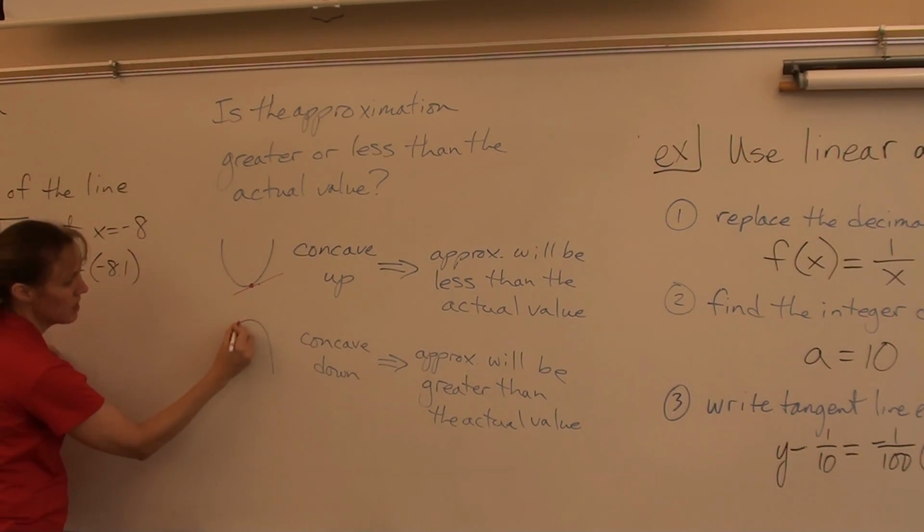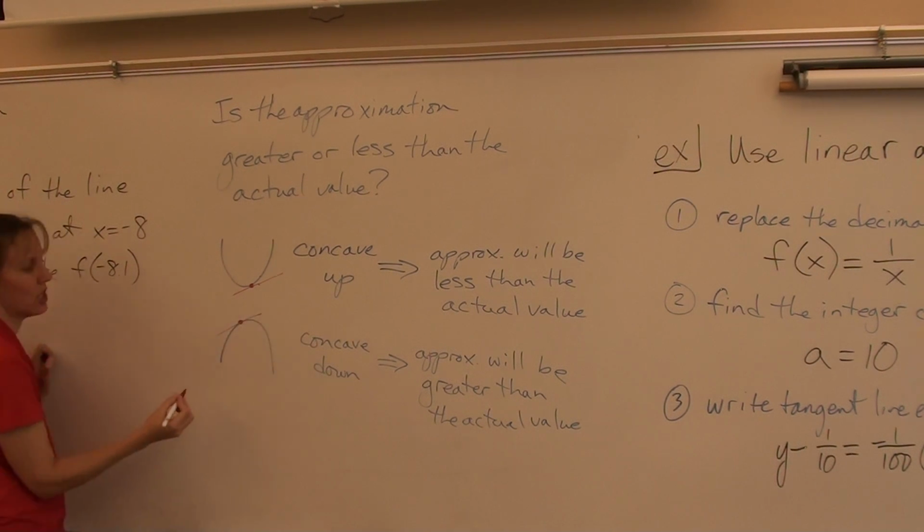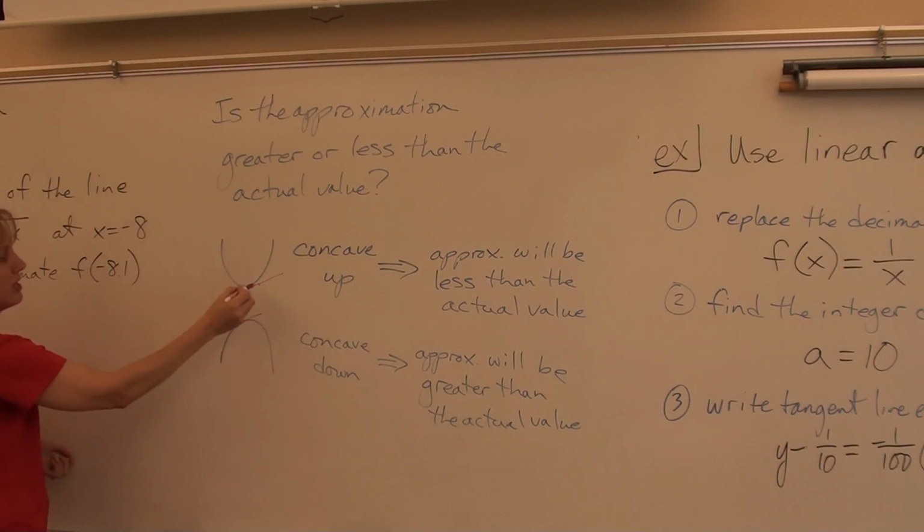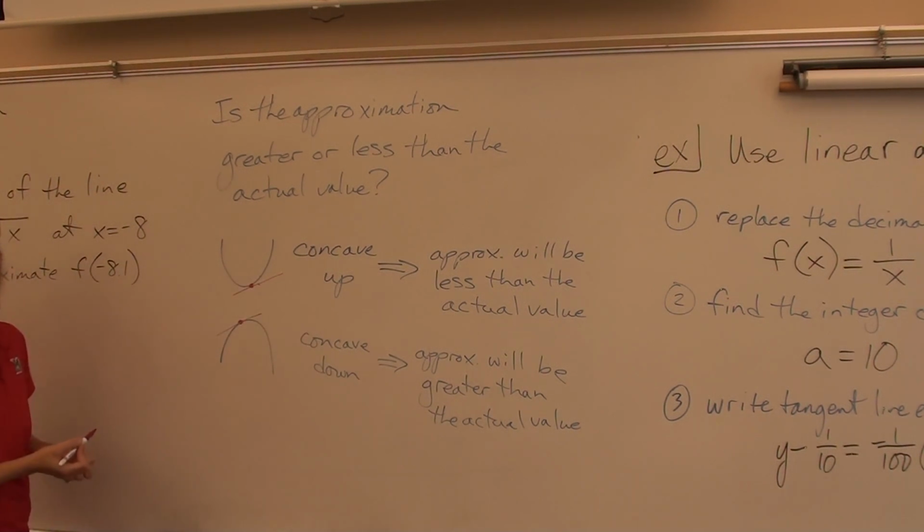Concave down, if you draw a tangent line on a concave down function, then the points on the line will always be higher than the points on the curve. So that approximation would be higher than the actual value. This actually works in reverse too. It's a way to prove concavity: if the tangent line is below the function, the function is concave up. If the tangent line is above the function, it is concave down. So when you say the approximation value, that just means the value on the tangent line, and the actual value is the value on the function. Does that make sense?